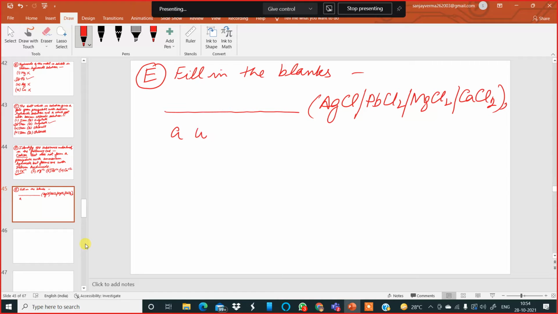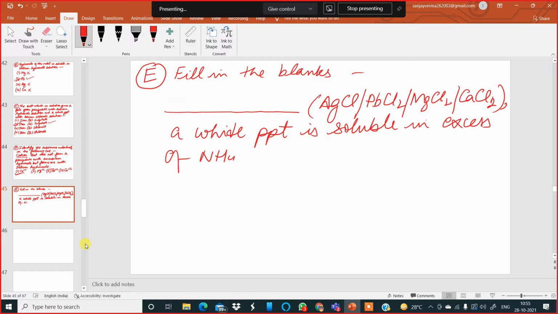A white precipitate. This is a white precipitate, which is soluble in excess of ammonium hydroxide. That is the question. Among these four, which one is a white precipitate? And that white precipitate is soluble in excess ammonium hydroxide. Okay, try to get the answer.